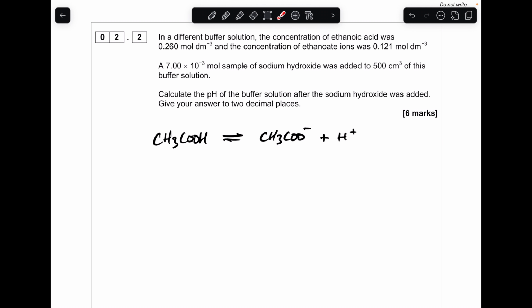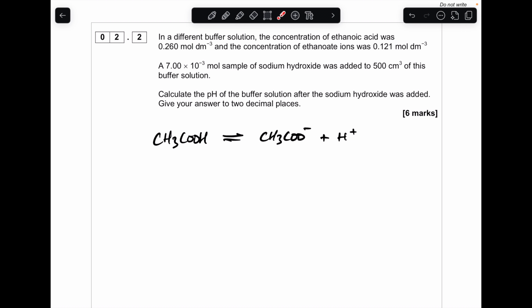Moving on to part two, so we've got a different buffer solution made of the same chemicals. So I'm going to refer to this system here to explain the question. We're told the starting concentration of the acid is 0.26 moles per decimeter cubed and the ethanoate ions is 0.121. Then we're told that many moles, so notice these are concentrations whereas this is moles, that many moles of sodium hydroxide is added to 500 centimeters cubed of the buffer.